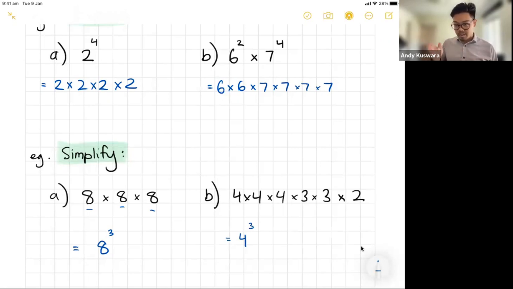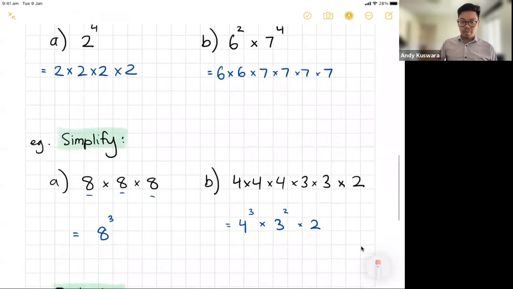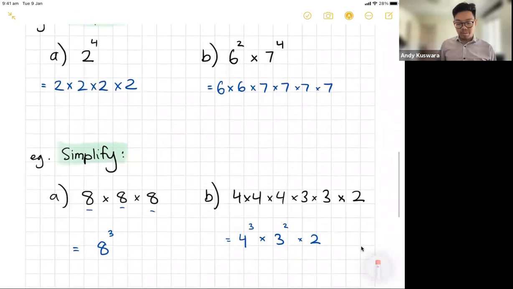And then there's times 3 times 3. I know that's going to be times 3 to the power of 2. And then the last one, just times 2. You can say to the power of 1, but you don't have to, because 2 to the power of 1 just means 2. So you don't need that extra 1. Hopefully that's making sense now. So if they're asking you to simplify, you can write it out using your powers.